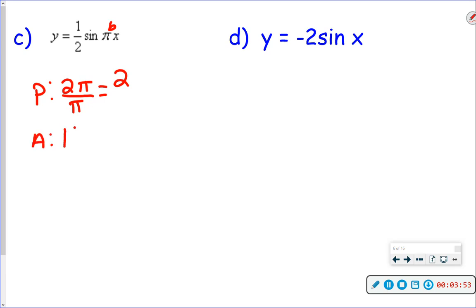Amplitude, absolute value of A. So this one would be a short one. 1/2 is going to be pretty tiny to draw. We've got to actually draw the graph.